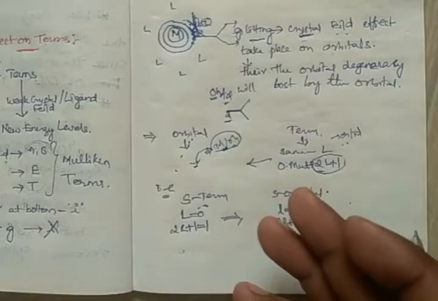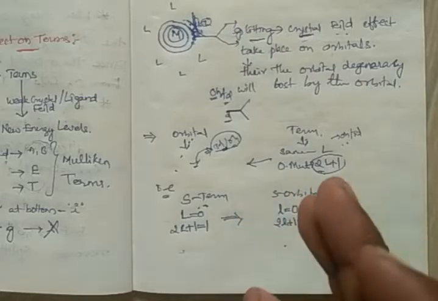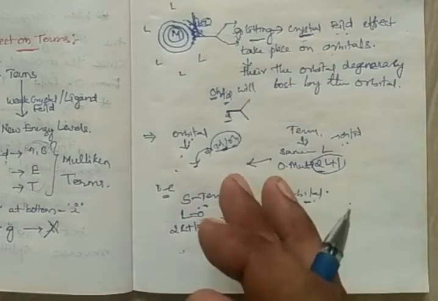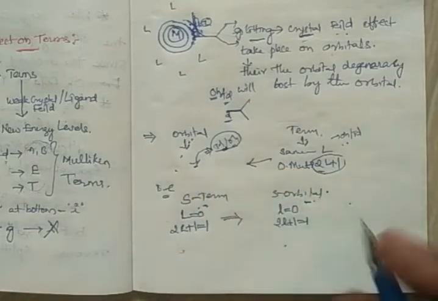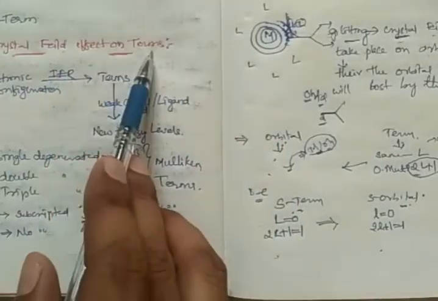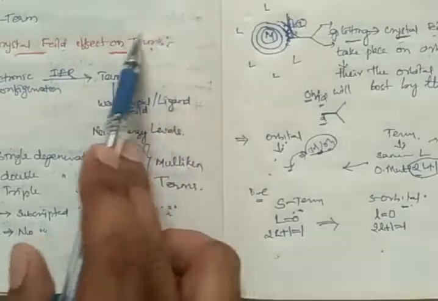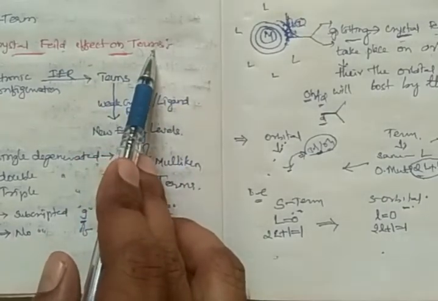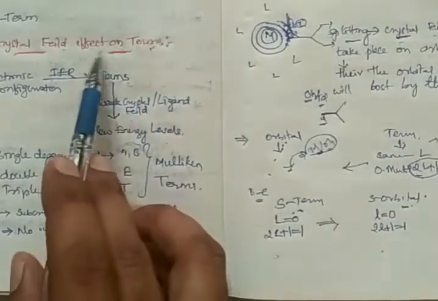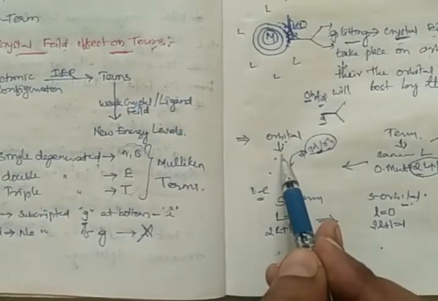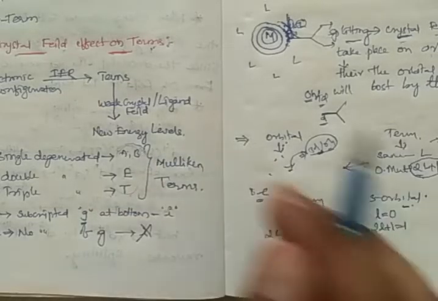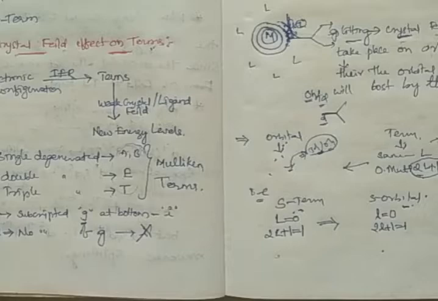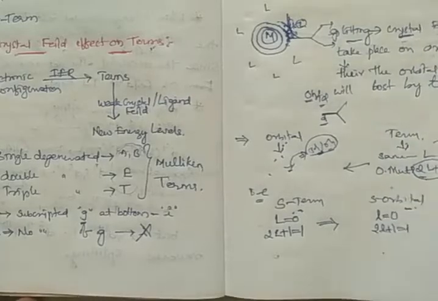The crystal field effect on terms can be simply copied from the crystal field effect on orbitals, right? Now we are going to discuss the crystal field effect on terms. The terms' effect can be simply copied from the crystal field effect on samely labeled orbitals, right? That is what we are going to see take place in the crystal field effect on terms.